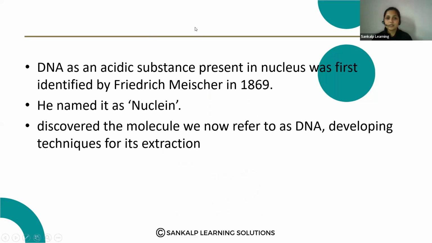The scientist who first discovered DNA, but at that time it was not named DNA. DNA, as an acidic substance present in the nucleus, was first identified by the scientist Friedrich Miescher in the year 1869. He named it nuclein. He named that acidic substance present in the nucleus nuclein, and he discovered the molecule we now know and refer to as DNA, and some techniques for its extraction.